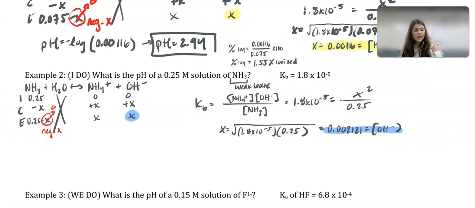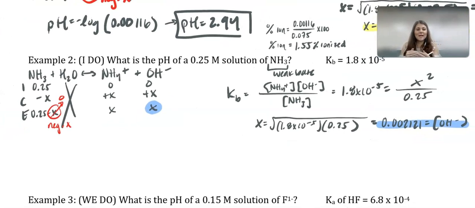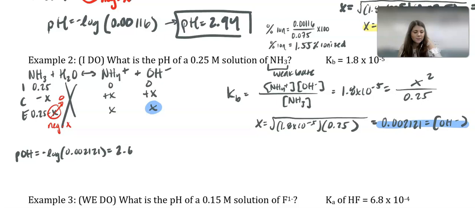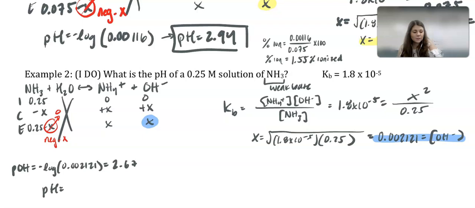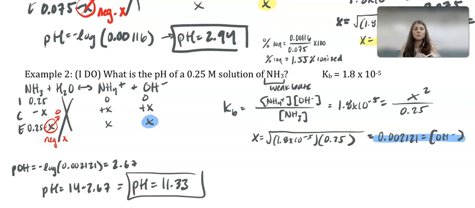So now, before we start getting ahead of ourselves, this is a hydroxide concentration. You can't go directly to a pH. So let's first solve for pOH, and then we can do 14 minus that. So here, pOH is 2.67. So then to solve for a pH, 14 minus 2.67, you get your pH as 11.33, which does make sense because if this is a weak base, we should be at a pH that's greater than 7, which it is.